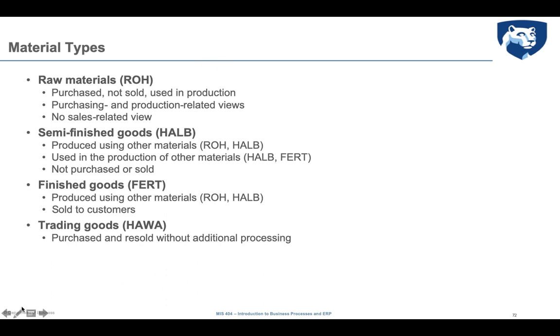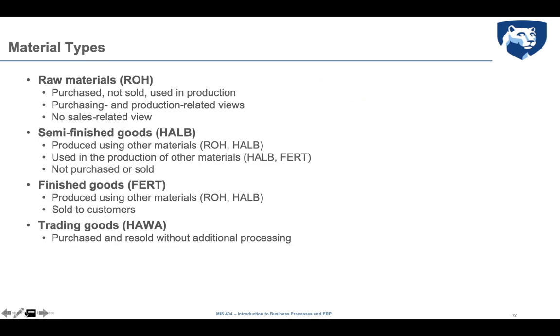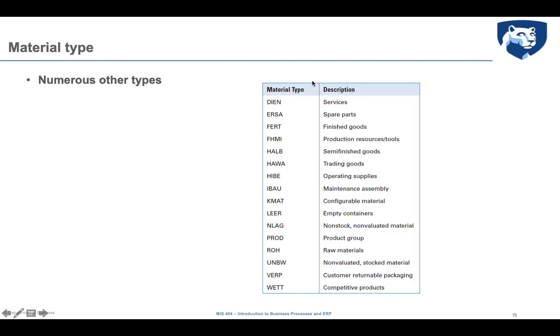This view is not exhaustive, okay? These are the most relevant, but there are also numerous other types of material, like DIEN services, ERSA spare parts, HIBE operating supplies. We will mostly deal with the main ones in our cases, but please don't forget that this is not an exhaustive view of the material types. This is the exhaustive view.